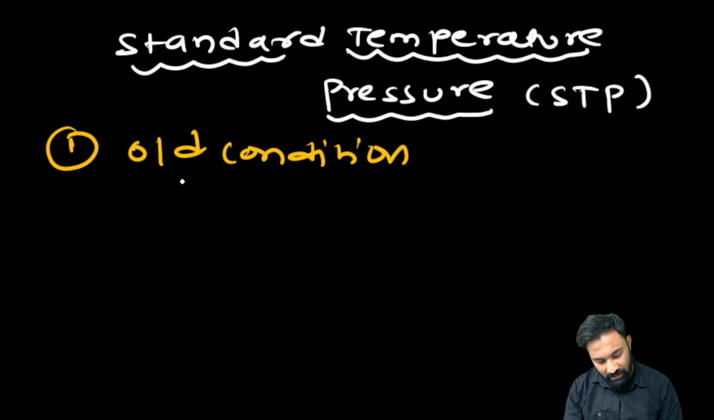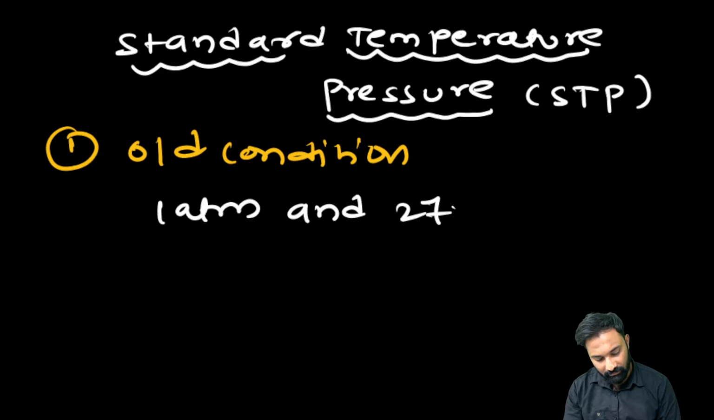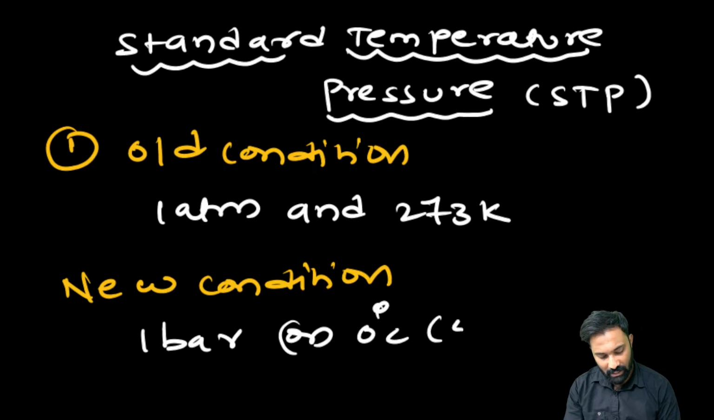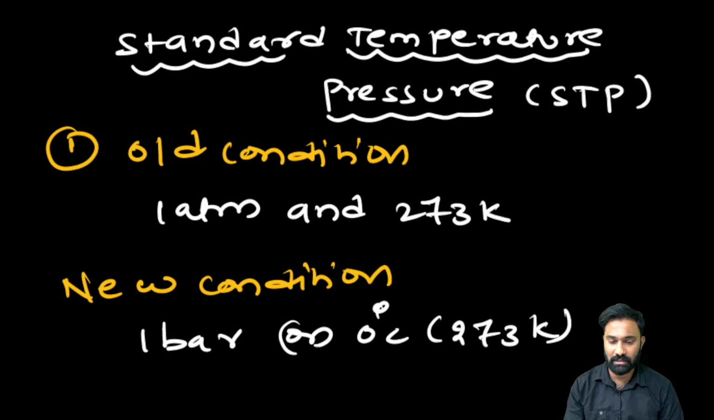Now the old condition of the STP is 1 atm and 273 Kelvin. Now the new condition we are using here, though most of the questions we will solve with the old condition only, is 1 bar and 0 degrees Celsius, or 273 Kelvin. 0 degrees Celsius is nothing but 273 Kelvin, right?